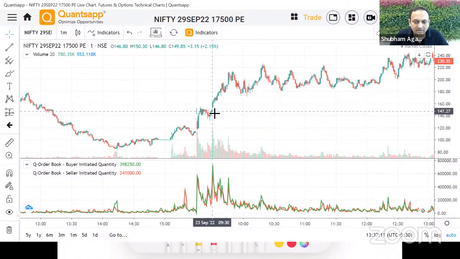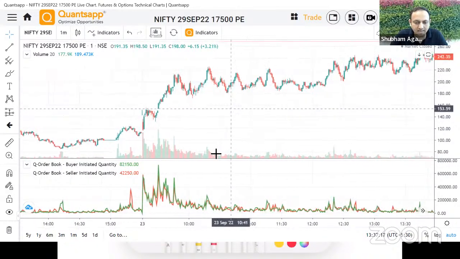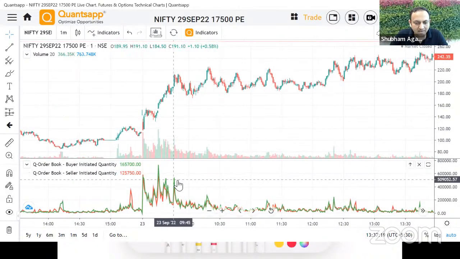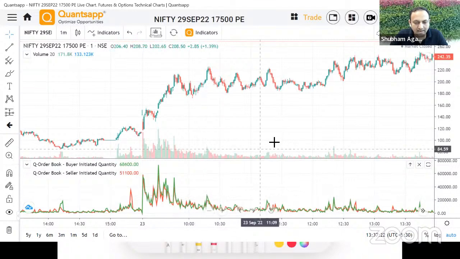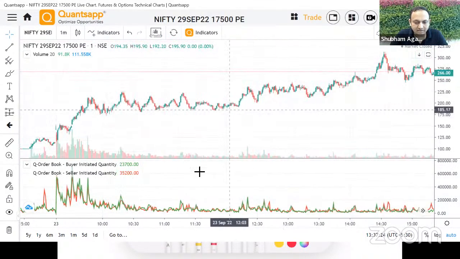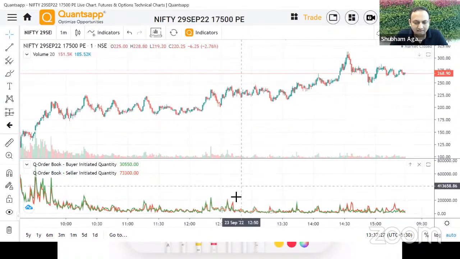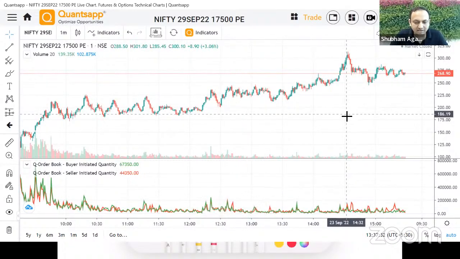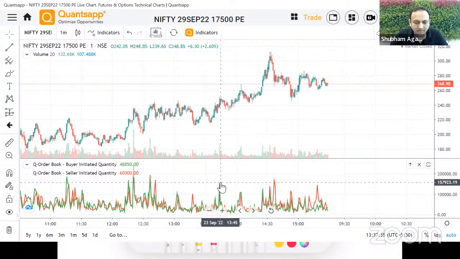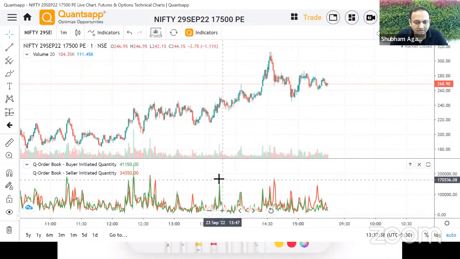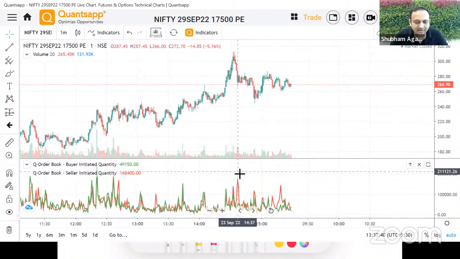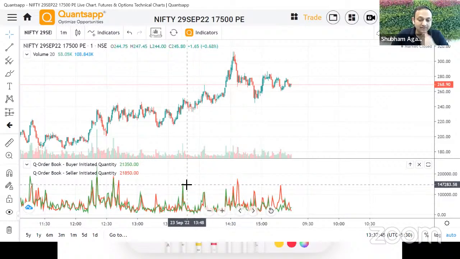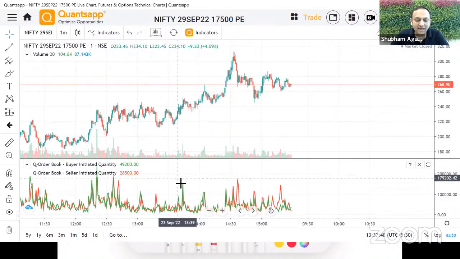So what is the option price around? Roughly 150 is the option price when this signal came. Then you can see the green was higher, and again the green line is higher, which is the buyer initiated trade. Consistently it is high. At this level there was a red bar, but it is still not higher than the previous peak. Green around this level again has a peak. And this is the precise level where the seller initiated trade crosses the previous peak of the buyer initiated trade, right?